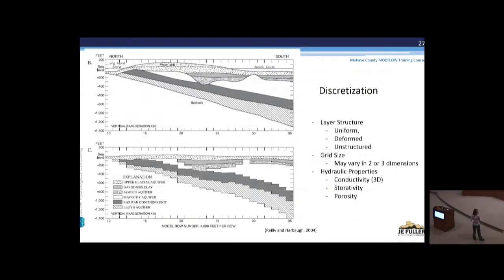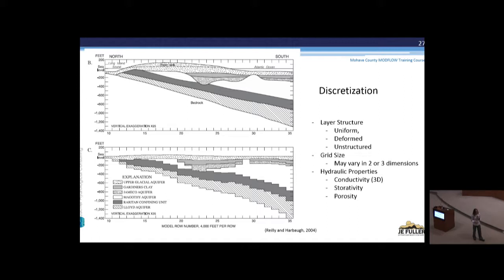All right. Here's an example of something called a deformed grid. So here's the conceptual geology, and here's how it's translated into discrete model cells. And you can see here there's a pinching out of these layers. So this is a slight modification to the traditional MODFLOW setup. You can have uniform or deformed or unstructured grids. There are a lot of alternatives now.